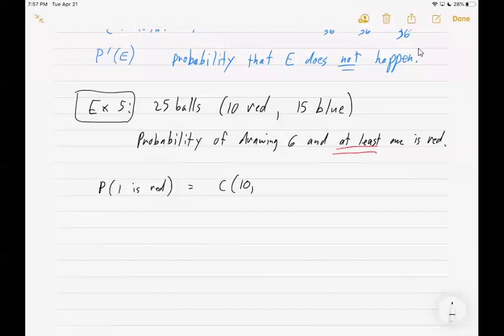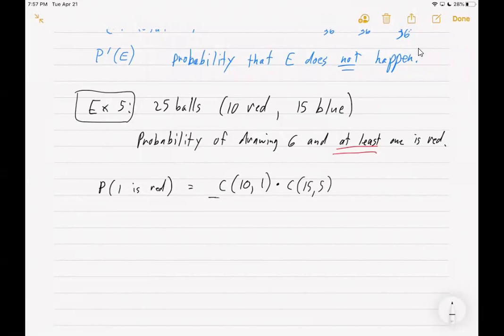Okay, I think I have my thoughts together. So that would mean from the 10 reds, we can only pick one. And we would have to multiply that times the combinations of picking out of the 15 blue, we would have to have 5 of them be blue.